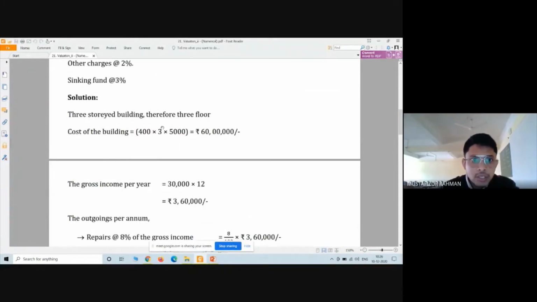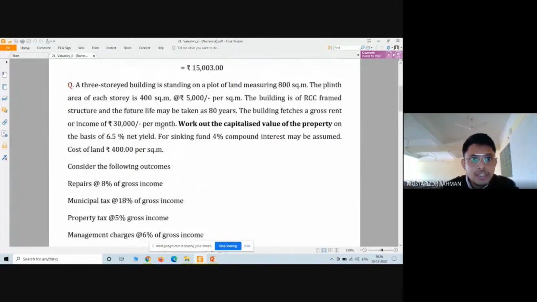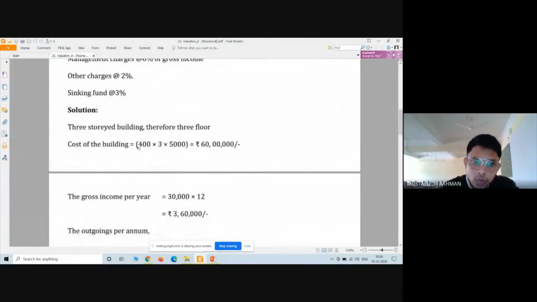It was a 3-storied building, 400 square meter plinth area per floor, then 5,000 rupees per square meter of the plinth area. So we find out the total plinth area, 3 stories multiplied by 400 square meter in each floor, giving us the total plinth area of the building, multiplied by 5,000, that is the rate per plinth area. This is the total cost of the building.